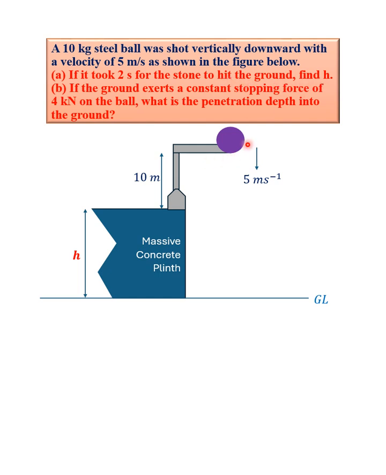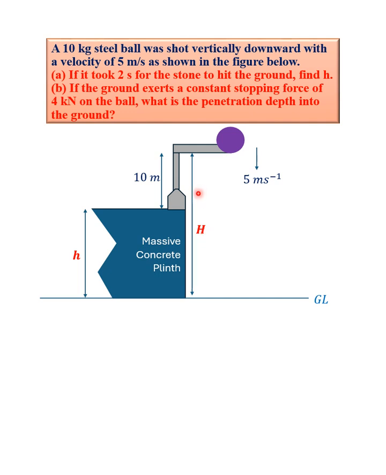If it took 2 seconds for this ball to fall to the ground, this is the ground level, we are to calculate the height of the massive plinth, h. So in this video, we want to start by first identifying the total height from this point to the ground. Let's call it uppercase letter H. If we can find the height H, we can definitely find this lowercase letter h by subtracting 10 from this. So let us start by finding capital letter H.